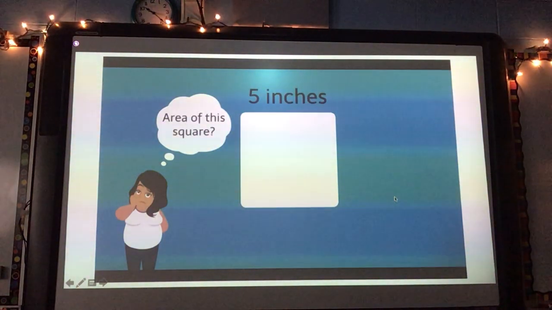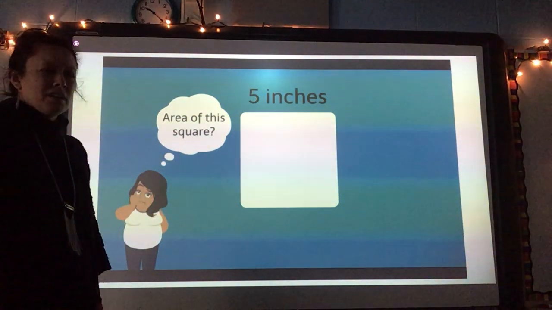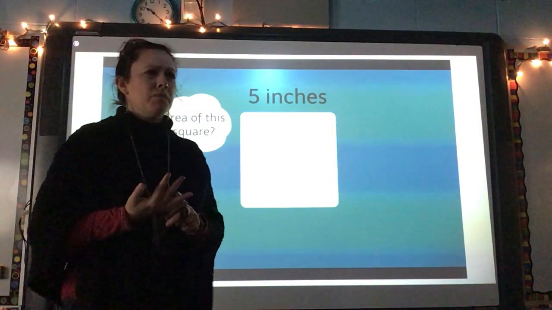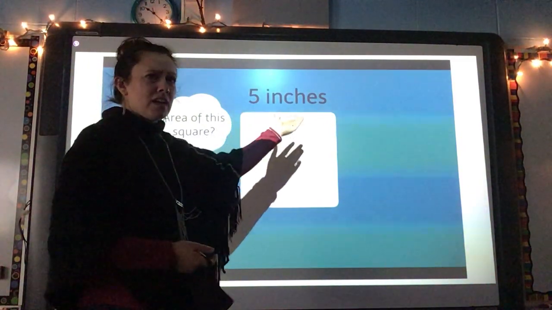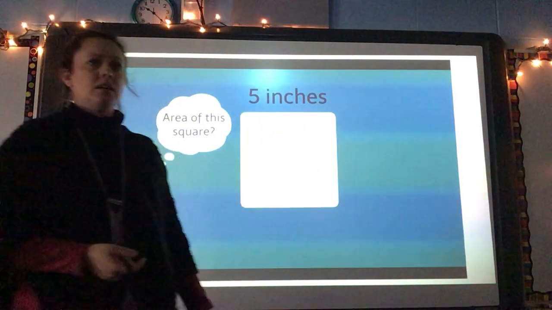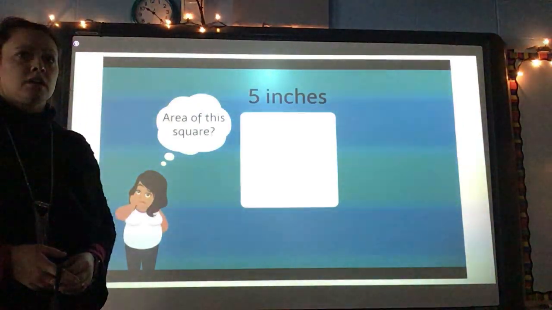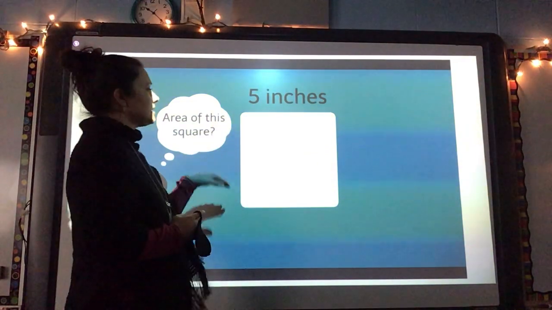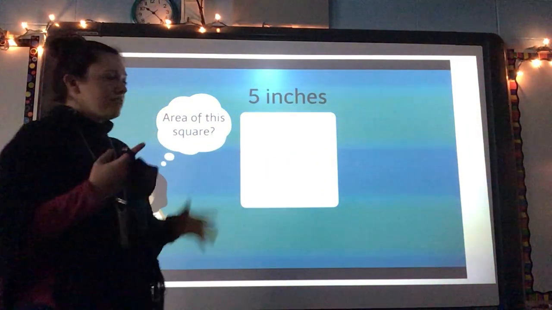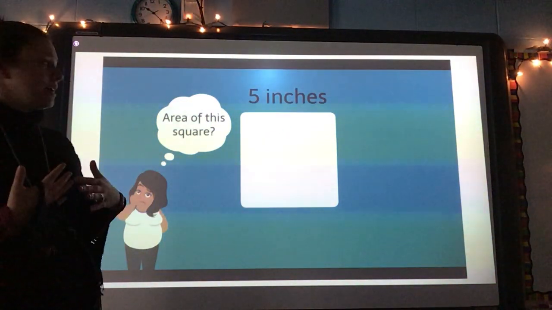So, to find the area of this square, they only gave me 1 number. In our formula, we had 2, a length and a width. How am I going to find this with only 1 number given? Mason? Multiply how many sides there is, so 5 times 4. No. He says to multiply by how many sides there are. You're on the right track. We're thinking about your sides.